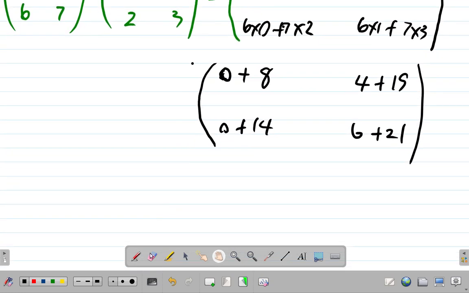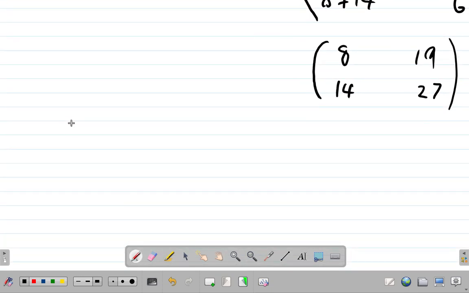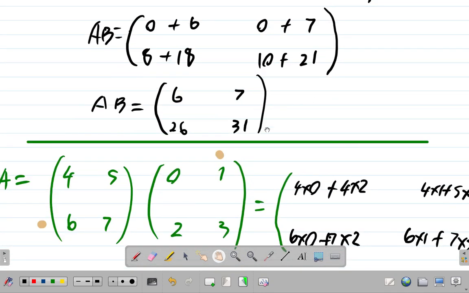What does that amount to? It is 0 plus 8 is 8. 15 plus 4 is 19. 0 plus 14 is 14. 6 plus 21 is 27. Now, we had AB equal. Then we're going to have BA equal. Let's remind ourselves of what AB is.